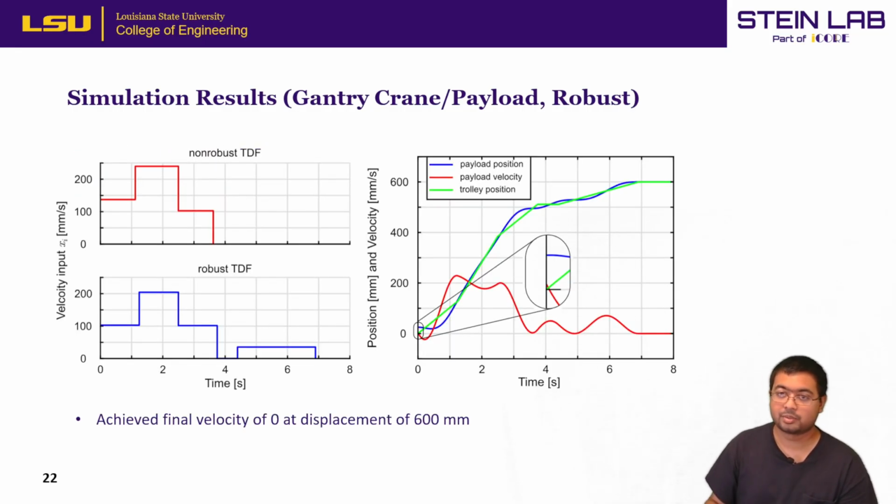So showing our non-robust and our robust TDF together on the left, while we have the trade-off of increasing the amount of time of the maneuver for our robust TDF, we do get closer to a 0 velocity for the robust TDF.